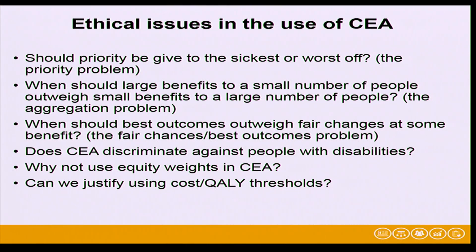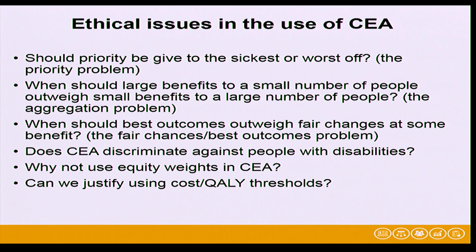I wanted to shift to a discussion of some of the ethical issues that are raised by the uses of CEA. And here I will basically be discussing a table which you could construct out of the first three bullets. Suppose we take the first question to be about what I elsewhere have referred to as a priority problem. And the other two bullets refer to an aggregation problem and a best outcomes, fair chances problem.